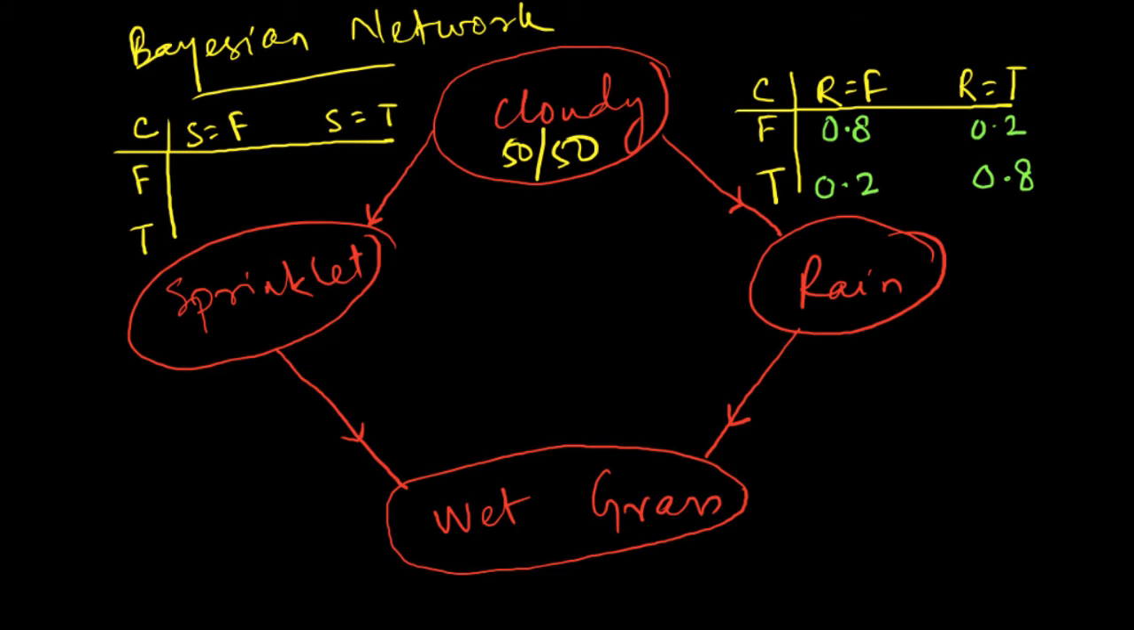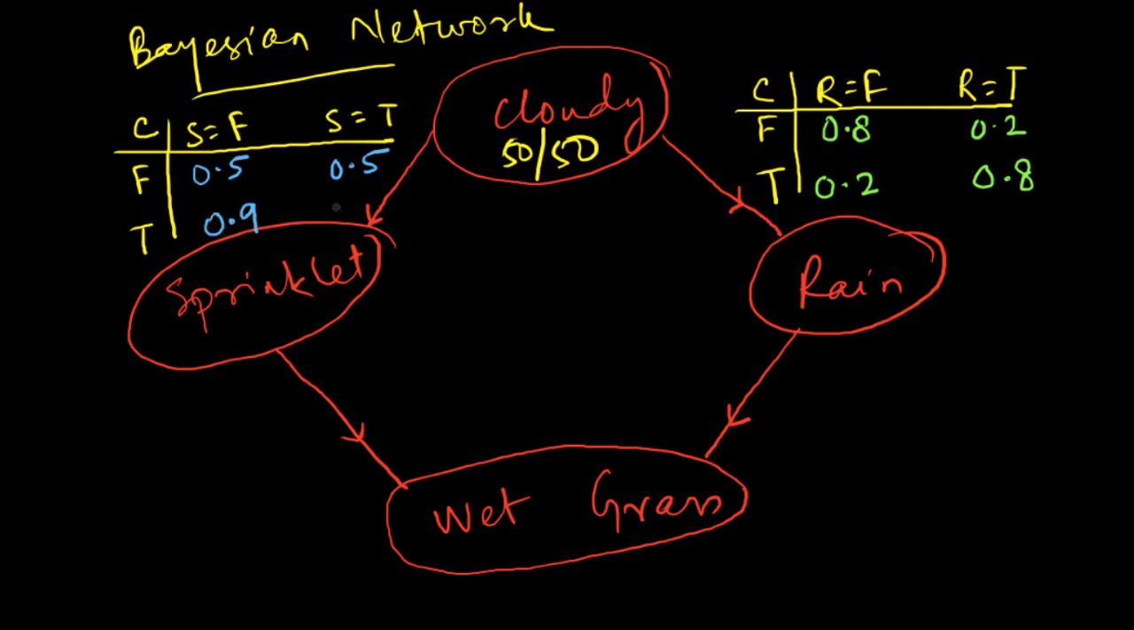And now let's say if the weather is not cloudy, if it is clear, then let's say you switch on the sprinklet or you switch it off with a probability of 0.5. So let's say that the sprinklet being on or off when the weather is not cloudy is again 50-50. But if it is cloudy, then very likely you will not switch on the sprinklet because you would think that it is most likely going to rain. So if cloudy is true, then the sprinklet is going to be false with a very high probability.